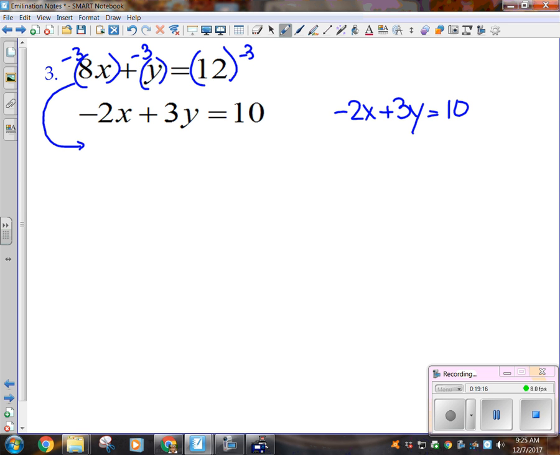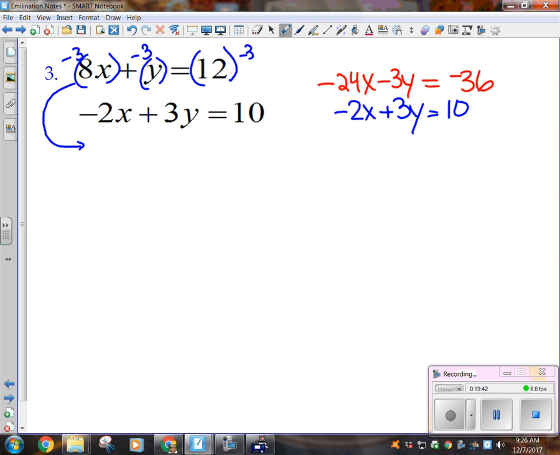What's negative 3 times 8x? It's going to be negative 24, and there's an x there. What's negative 3 times y? Negative 3y. Then it equals. What's negative 3 times 12? Negative 36.